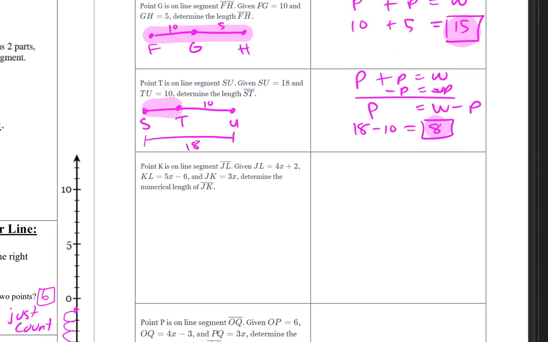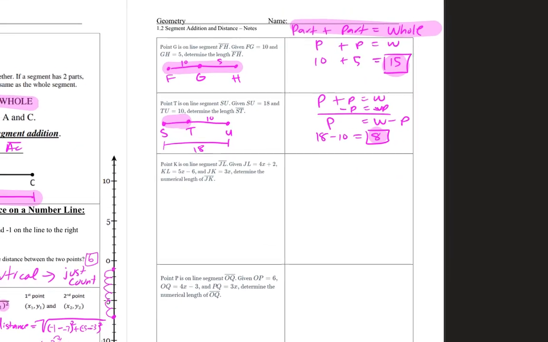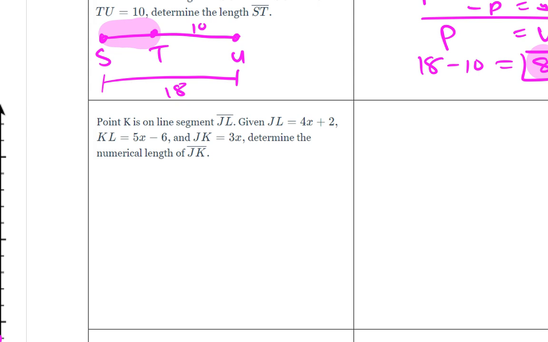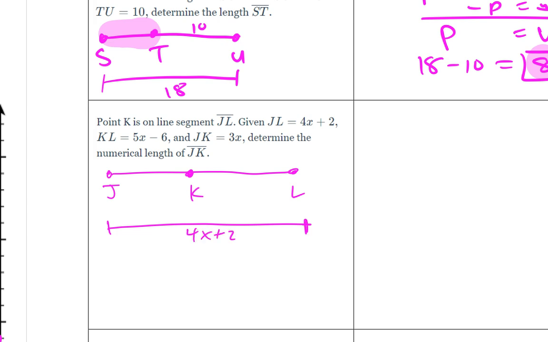All right, next, let's get to our tougher ones. So those are relatively easy because we're just dealing with numbers. Now these are a little bit tougher, but we're dealing with algebra and we've been practicing this, so we're going to be just fine. It says point K is on line segment JL. So J on one end, L on the other one. K is on the line, so K, right, somewhere. Okay, JL is represented by 4x plus 2. JL, so the whole thing. J to L is 4x plus 2.